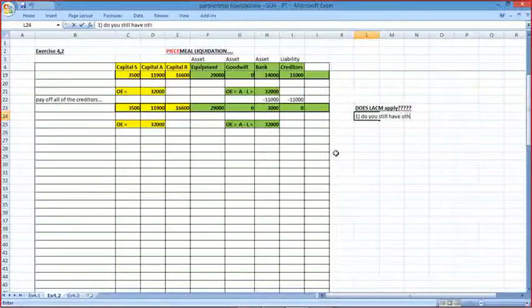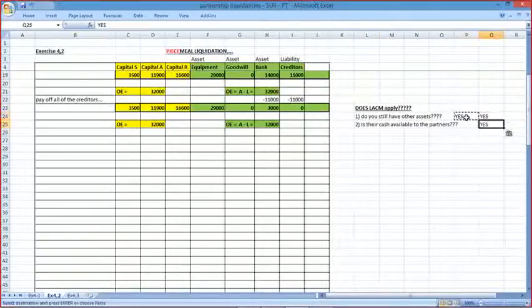You need to check two things. Number one, do you still have other assets? What's the answer? Yes or no? Yes, the answer is yes. And number two, is there cash available to the partners? And what's that answer? Also yes. Correct. So we've got two yeses here.